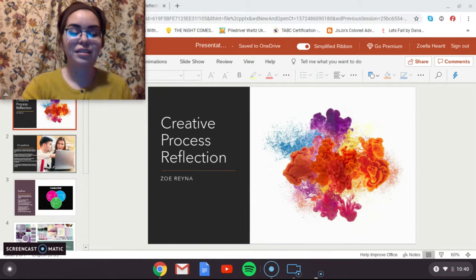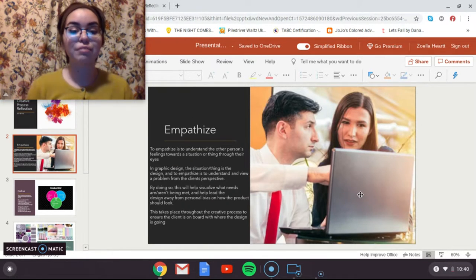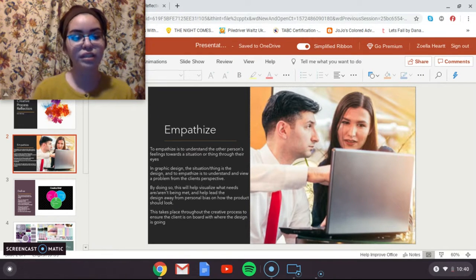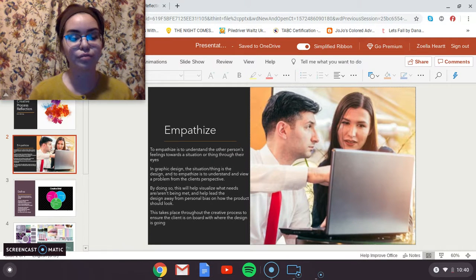The first thing I will be going over is empathize. To empathize is to understand the other person's feelings towards the situation, or think like seeing things through their eyes. In graphic design, the situation slash thing is the design, and to empathize is to understand and view a problem from the client's perspective.